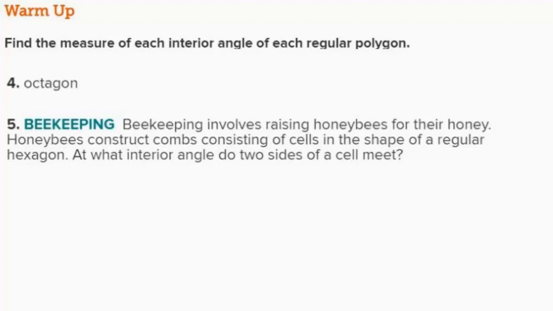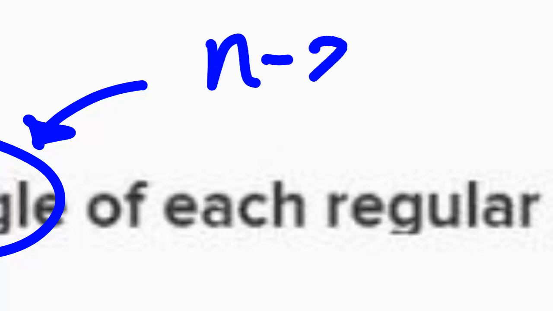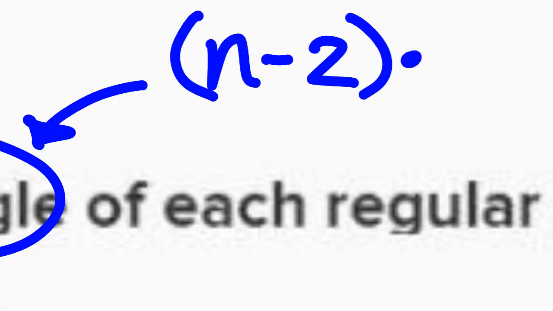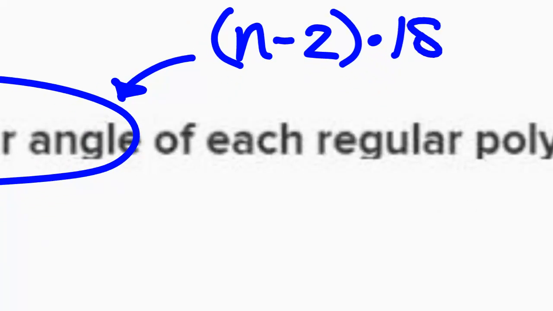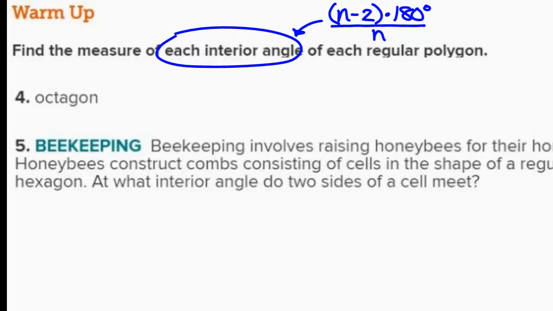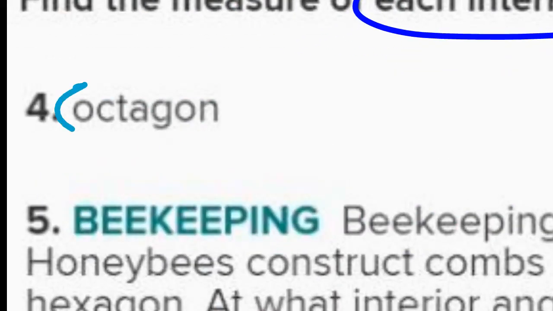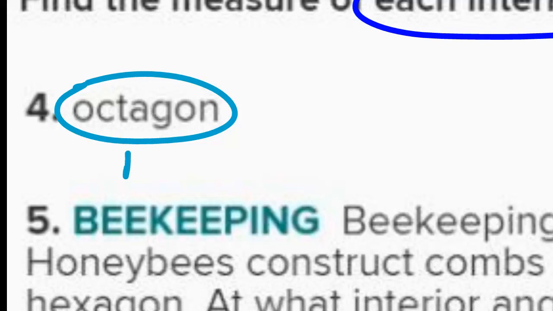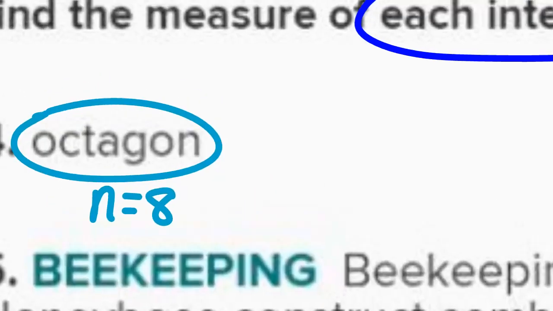All right, what did we write down yesterday as the formula for how to find the measure of each interior angle? Yes, n minus 2 times 180 degrees, and then we divide that by n. So we want to find the measure of each interior angle for an octagon. How many sides does an octagon have? 8, thank you. So n is 8.